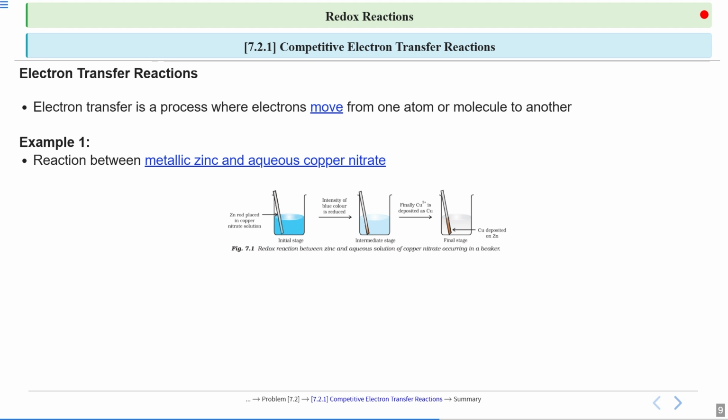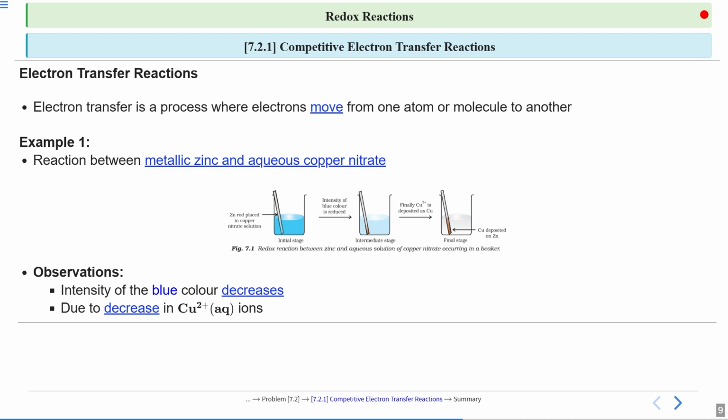Hence, we have concluded that when the zinc rod and copper nitrate solution were placed in a beaker, there must have been some exchange of ions taking place. So, what are our observations? The intensity of blue color decreases as we move from the initial state to the intermediate stage and then to the final stage.